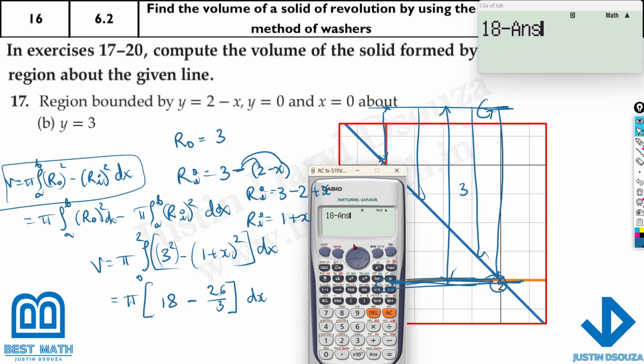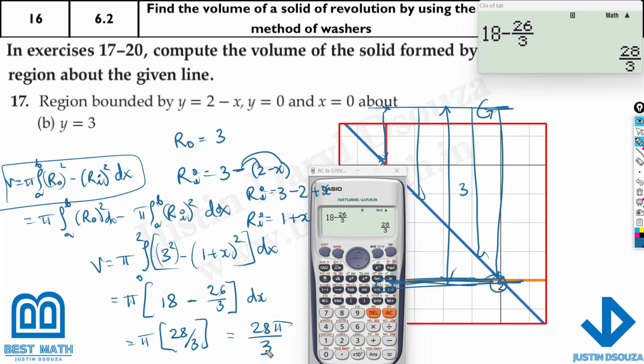Now, answer in the sense the previous answer is stored, but it's better if you put it as 26 by 3. If you're wondering what that was, it will be 28 by 3. So pi times 28 by 3, that is equal to, the volume is equal to 28 pi by 3. Also, you can just write over here multiplied by pi. So it's 28 pi by 3, and you can write 29.32 as well. But if you leave this, it's enough.